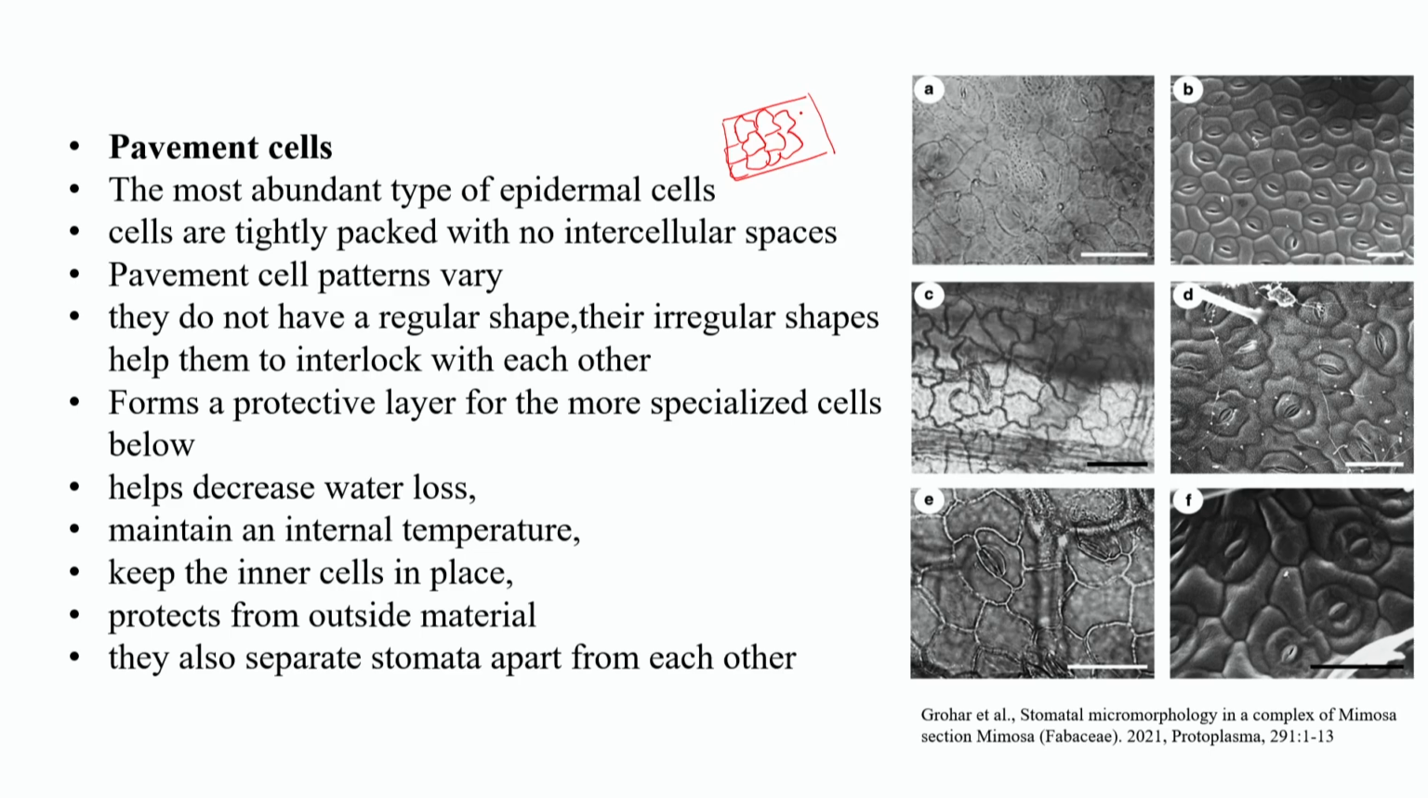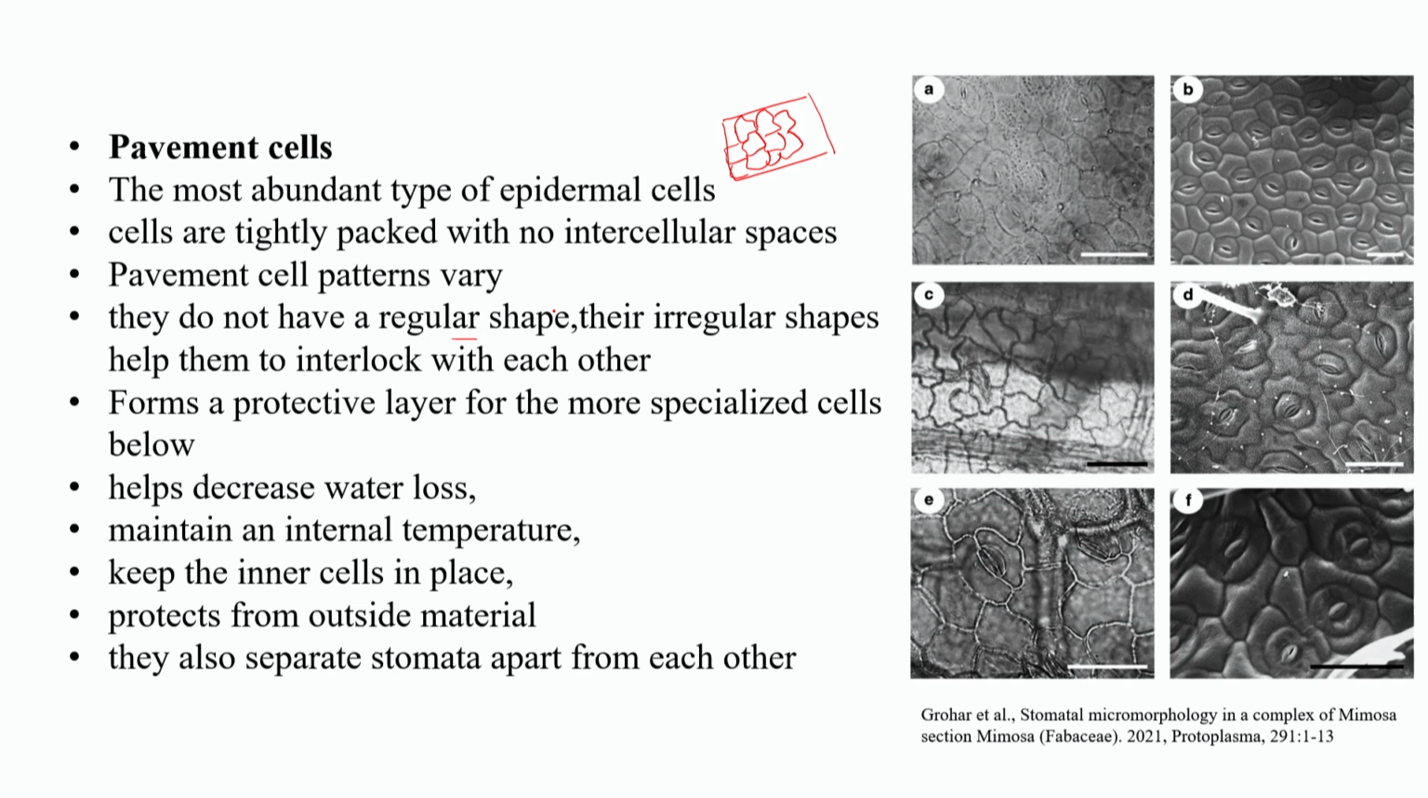Apart from stomata and trichomes and cuticle, which is a chemical compound, all the rest of the cells are known as pavement cells. Now when we observe it from the surface, we can see that they are tightly packed with no intercellular spaces, and the pattern also varies, like the different patterns in which they are oriented, the different shapes which they have, and the different sizes which they have, that is also variable.